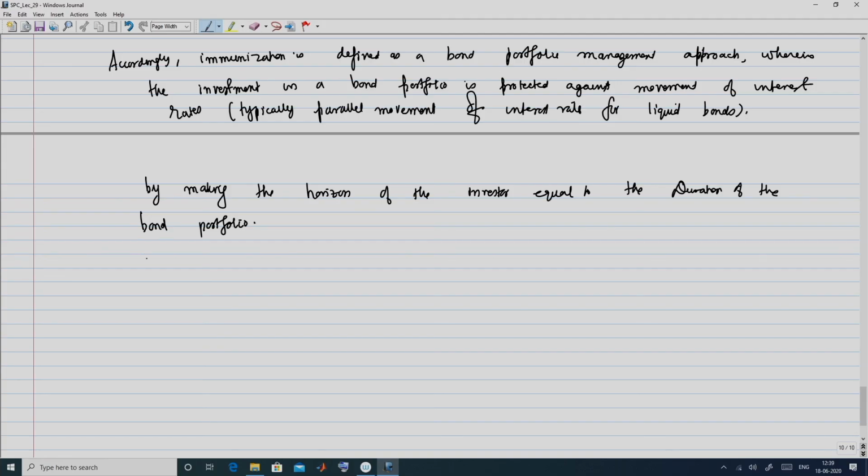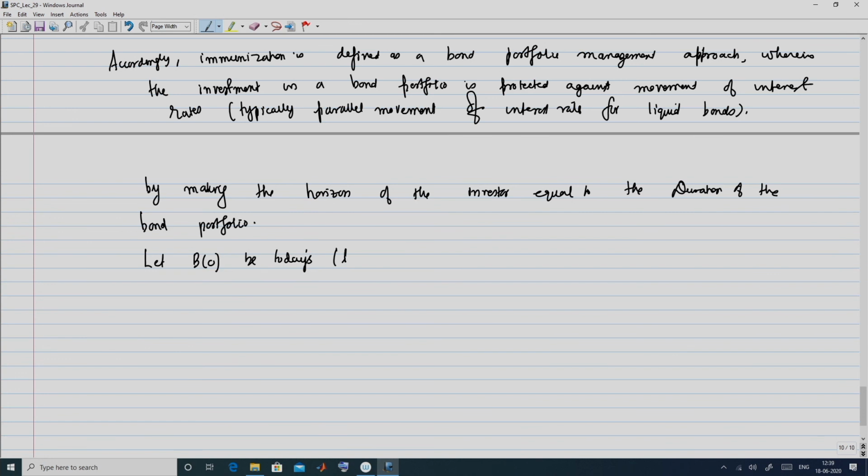And in order to carry out the process of immunization, you will need the duration of this bond portfolio, given by the weighted sum of the durations of the individual bonds, to be equal to the horizon of the investor. Accordingly, this becomes an optimization problem of deciding the weights so that DP becomes equal to the horizon H in case of each of the individual investors.